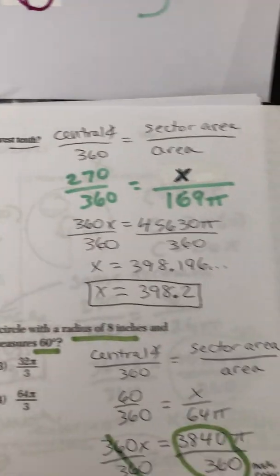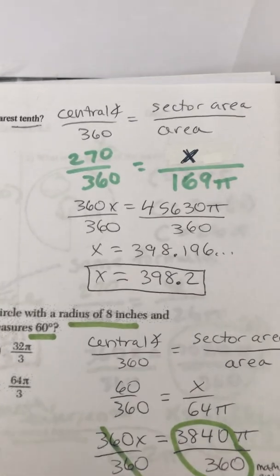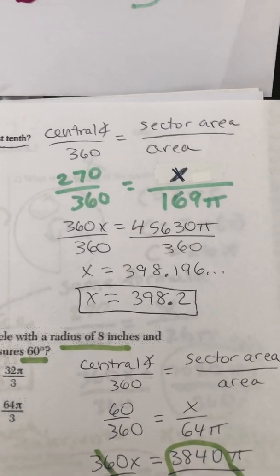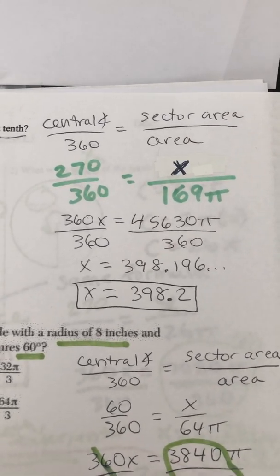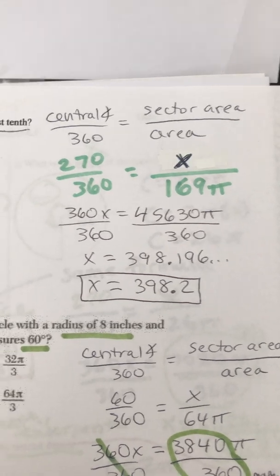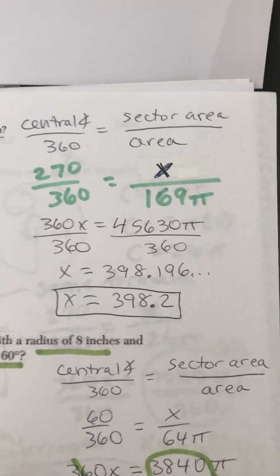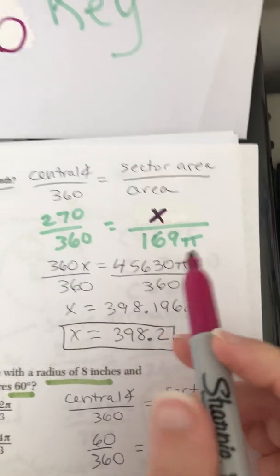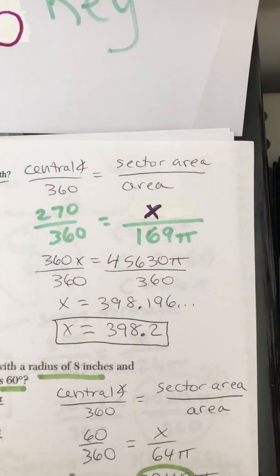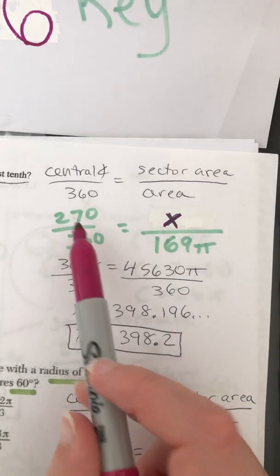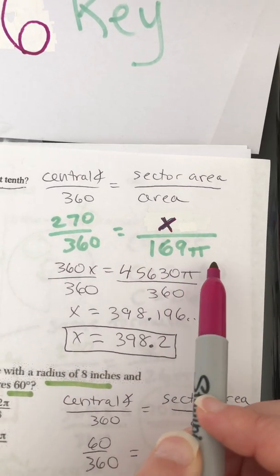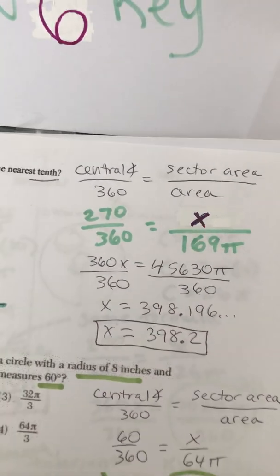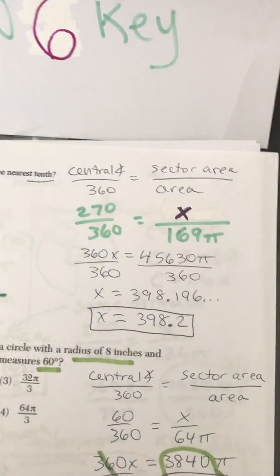169. Now we come over here. Notice it's still central angle over 360, but the right-hand side is all about areas. Sector area over the area of the circle. So the sector area is the part we don't know. That's the area of the piece we do not know. That's our x. We do know the circle's area is 169 pi. When we cross multiply 270 times 169 pi, you could multiply the pi in because we are doing nearest tenth, but I like to keep it consistent and keep the pi.